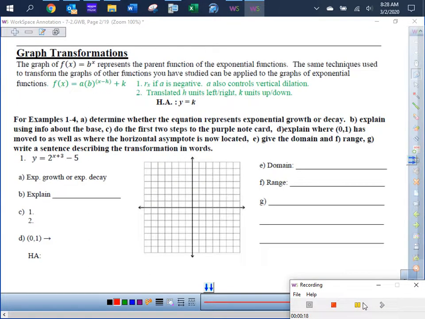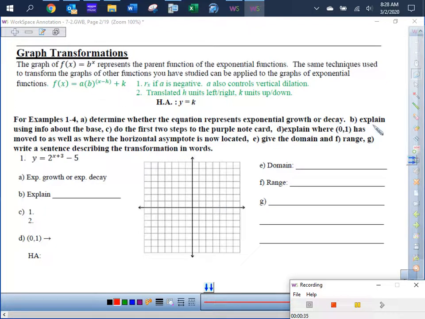Well, now that we're done with the Desmos, I walked around for the kids who were in class and kind of saw that we're still a little shaky on the purple note card. That's what that whole Desmos was about, was seeing if you could tell how things affect the graph with the purple note card and explaining things. We'll get better at it.